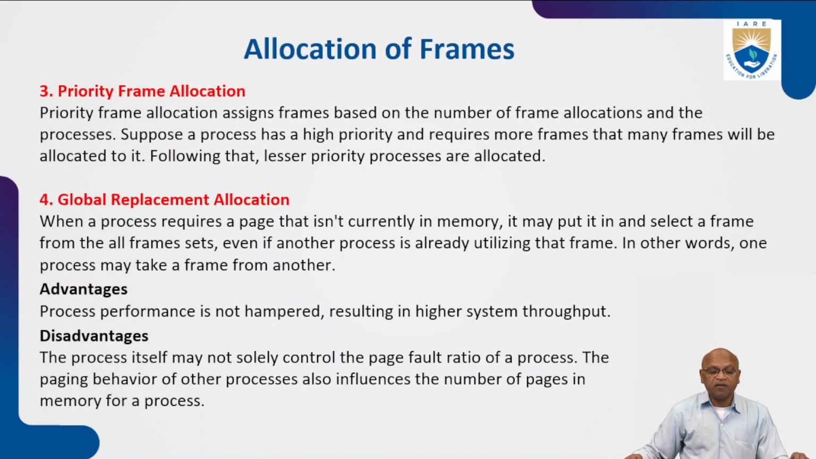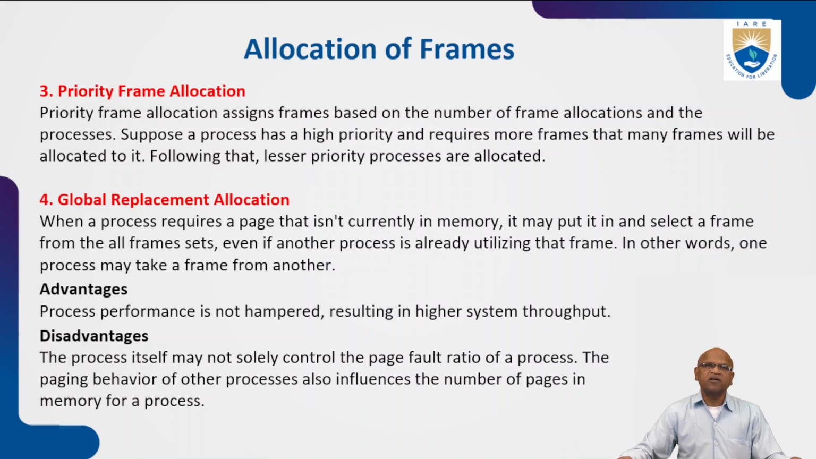So priority frame allocation assigns a number of frames to processes based on priority. Suppose a process has high priority and requires more frames, then that many frames will be allocated to it. Following that, lower priority processes are allocated. So these are the allocations of frames to the processes.